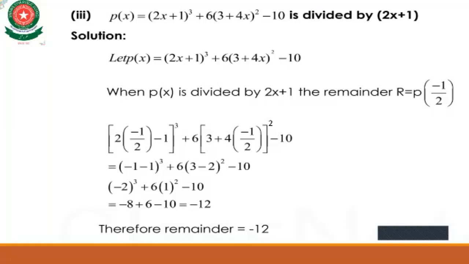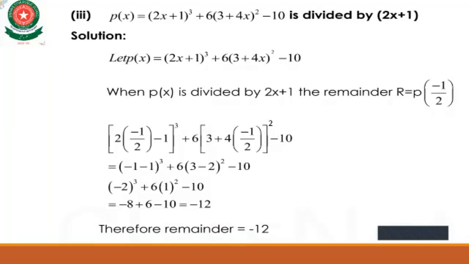We have to put this value in the given polynomial. As here is written 2x plus 1 whole cube, we can write here 2 into the value of x. The value of x is minus 1 by 2. Minus 1 whole cube. Plus 6 into 3 plus 4 into the value of x. The value of x is minus 1 by 2 whole square minus 10.